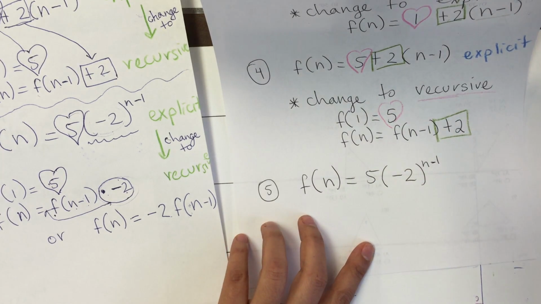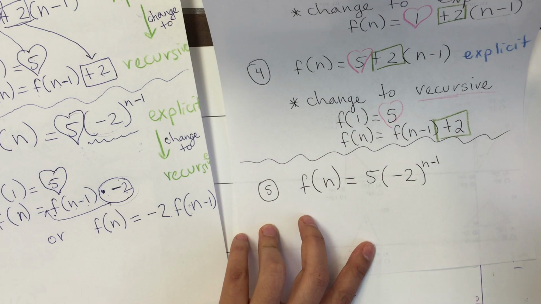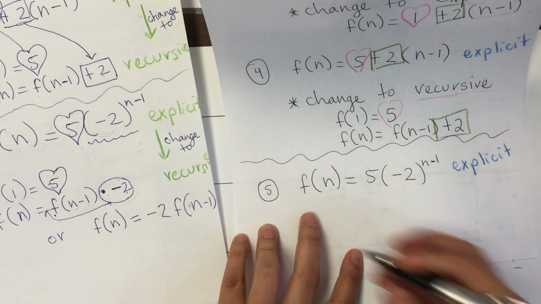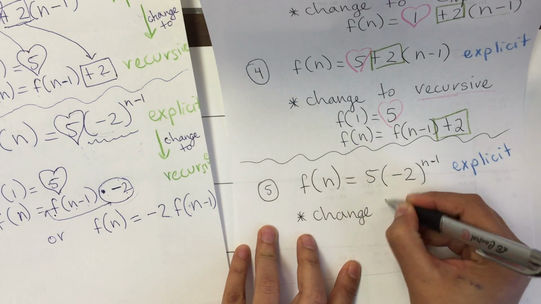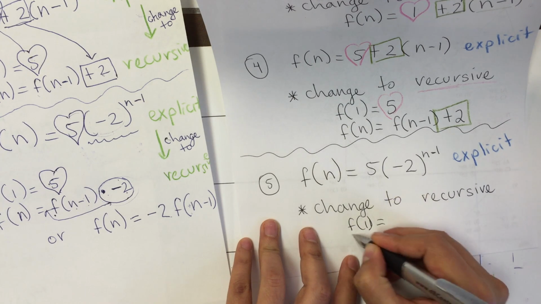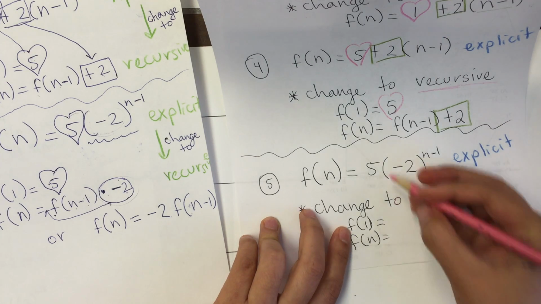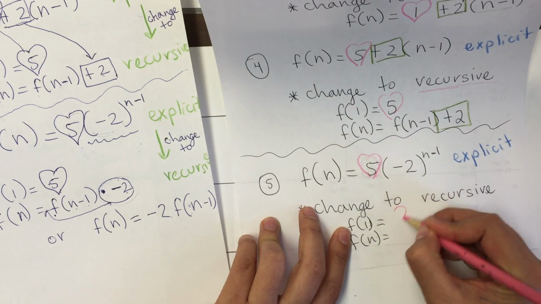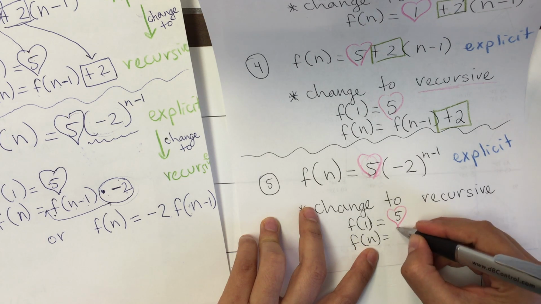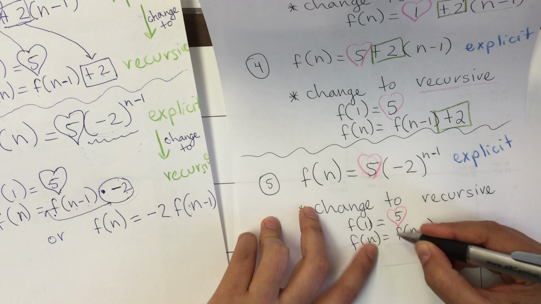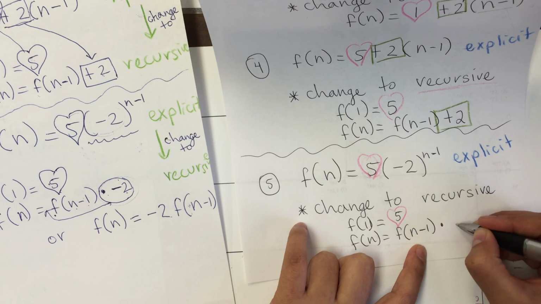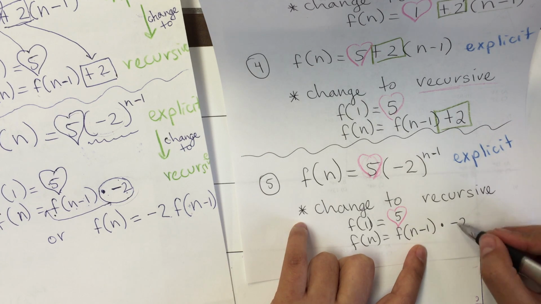Okay, what kind of formula is this? Well, it doesn't have two pieces, so that means that it's explicit. And how do I change it to recursive? Again, recursive has two pieces to it. And so my initial point is still the same, right? Oops, it's supposed to be a heart. So that's the same. And here it's always going to look at the previous in the list. And what am I doing to that initial point? Well, I'm multiplying by -2. Some people put parentheses, some people don't, but that's how it would look.